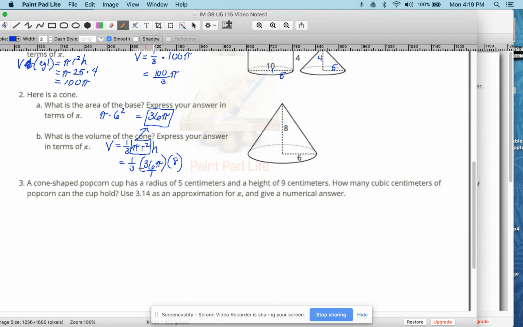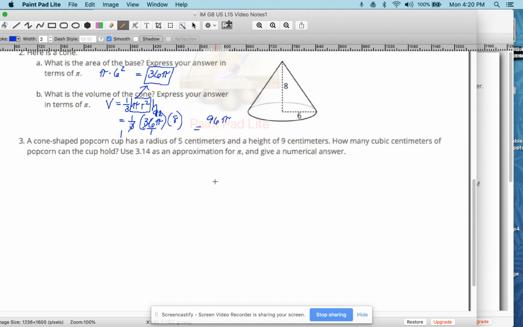This is like 36 over 1. 3 goes into itself once. 3 goes into 36 12 times, not 9 times, 12 times. And so now I have 1 over 1, which is 1. 12 times 8, which is 96 over 1 times pi.